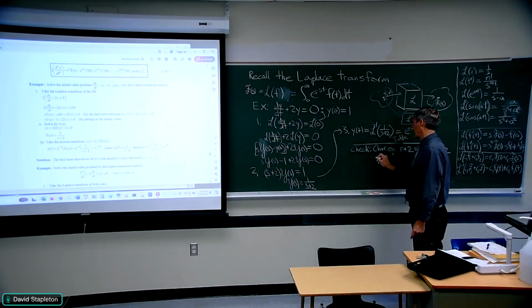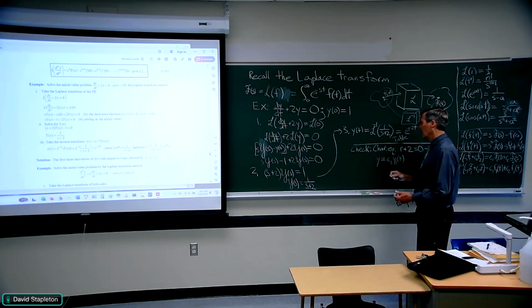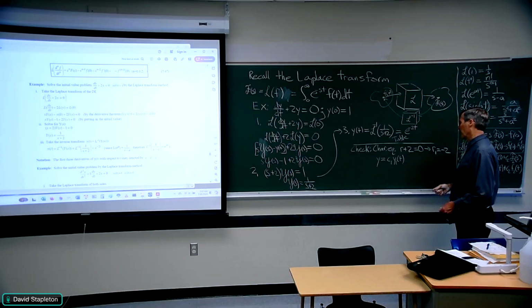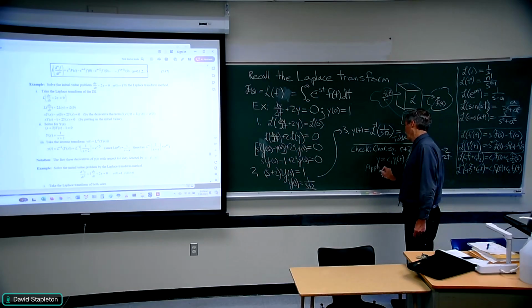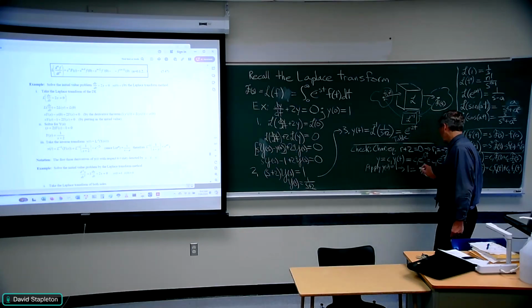For a first order equation, the general solution is y equals C1 times y1 of t, where y1 is any single linearly independent function, that is, any non-zero function. So this is C1 times e to the R1 t, or C1 e to the -2t, is the general solution of this differential equation. And then we apply the initial condition, y of 0 equals 1, tells me that 1 equals C1 e to the 0, tells me that C1 equals 1.